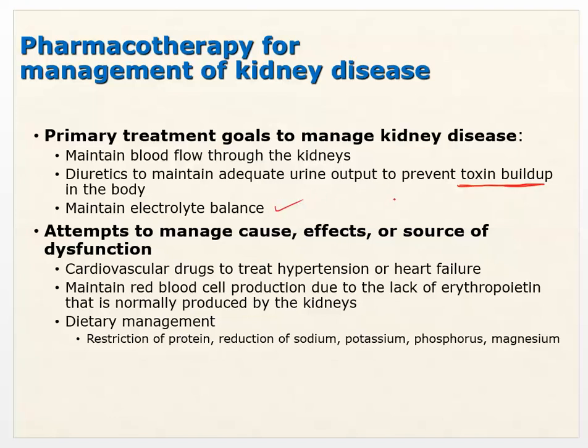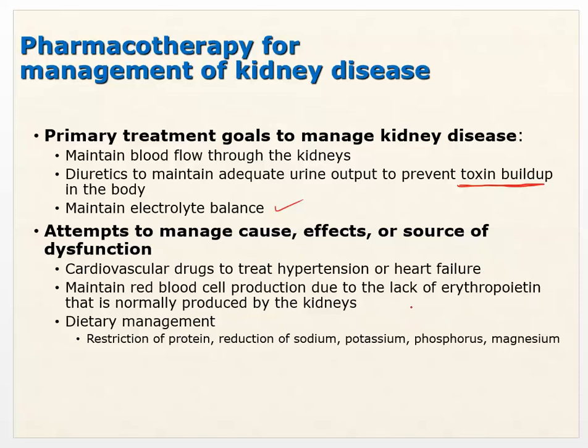Okay, and of course maintaining electrolyte balance. You want to have your sodium, potassium, chloride, calcium, magnesium, all those things in the right levels so the body can use them. So attempts to manage cause, effects, or source of the dysfunction. So the cause of the dysfunction, the effects, and the source. So cause and source could probably be kind of the same thing. But if it's being caused by hypertension or heart failure, then you want to use some kind of drug to treat the hypertension or heart failure.